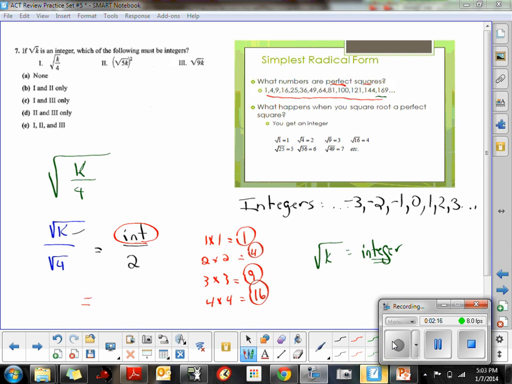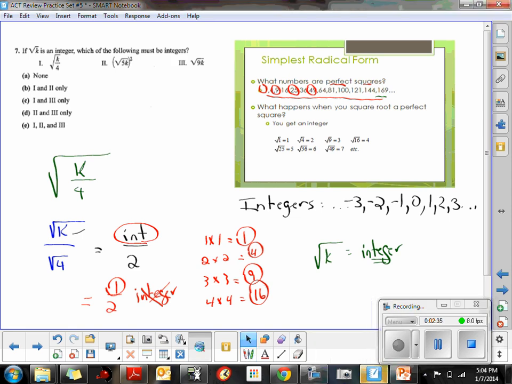If I take 1 divided by 2, it is not an integer. So here's a counterexample. It will not always be. And that's just one example if I use the perfect square of 1. Any of these that are not even would be a counterexample. So I know that that one is wrong. So we're not going to use that one.